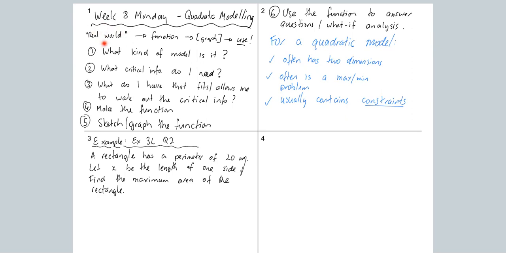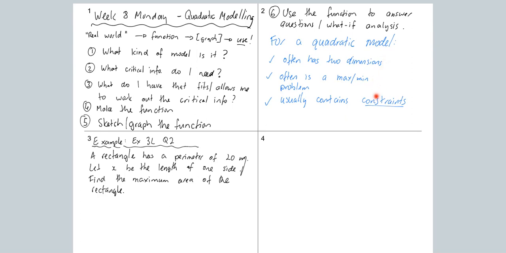So we take a real world context, we try to apply it as a function. It might be useful to graph it, and then we use it. So when we're looking at a real world problem, we try to figure out what kind of model it is. And for a quadratic model, I've got it in blue here. And as you can see, there are a whole bunch of features that are specific to quadratic modeling that you should be looking for. So for example, there's often two kinds of dimensions, like a length and a width, or a height and a time, or something like that.